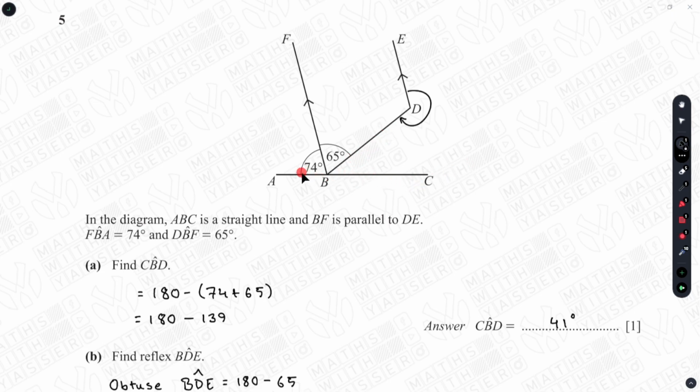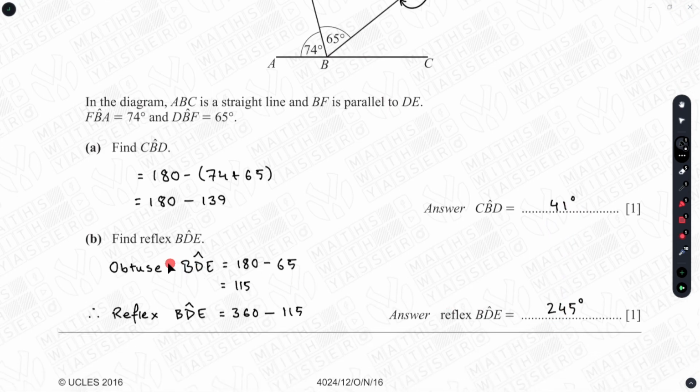We can clearly see that ABC is a straight line. So if we just simply take away the values of 65 and 74 from 180, which is the angle in a straight line, that will give us the angle for CBD. So 180 minus (74 plus 65) will give us 180 minus 139, which is 41 degrees. Then we need to find the reflex angle BDE.